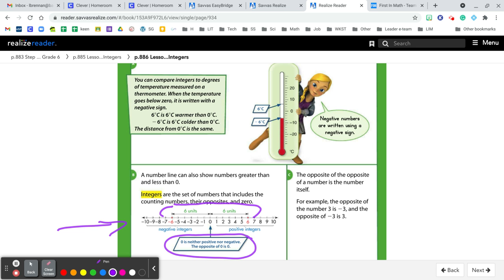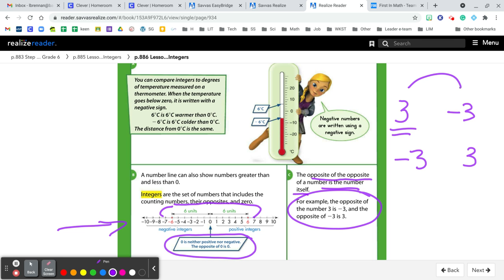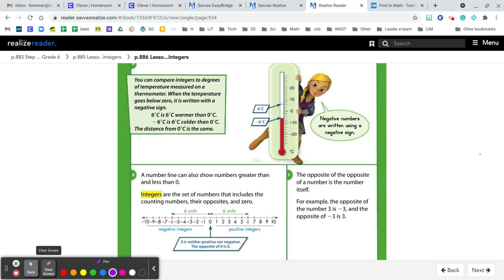The opposite of the opposite of a number is the number itself. So let's check that. This is kind of tricky. For example, the opposite of the number 3 is going to be negative 3. The opposite of negative 3 is positive 3. So here's the number, here's the opposite. The opposite of that, we're going back to the original number. So the opposite of the opposite is itself.